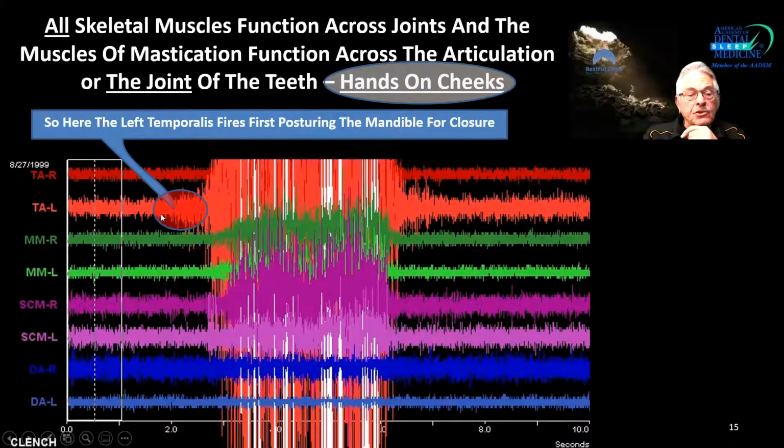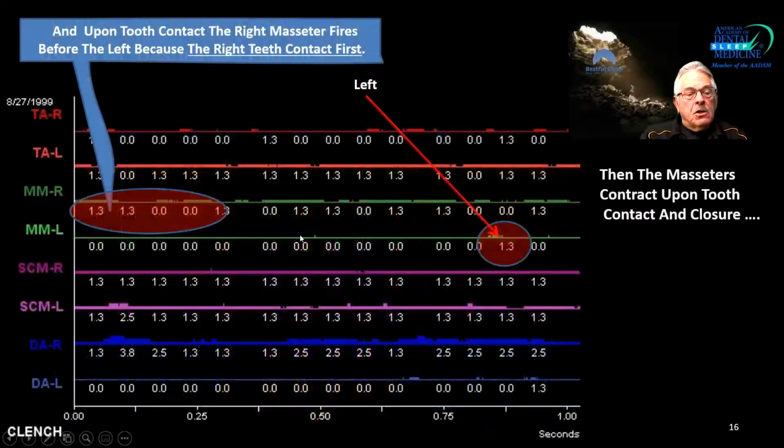And in order for this patient to bring their teeth together, they first have to posture the mandible via the proprioception that they have. They posture the mandible, and then they bite their teeth together, and the masseters fire. It's more complex than that, but that's enough for us to understand before we go on to the next concept. It's kind of hard to look at these EMG studies if you're just looking at squiggles and trying to measure how high they are. But we can look at numbers.